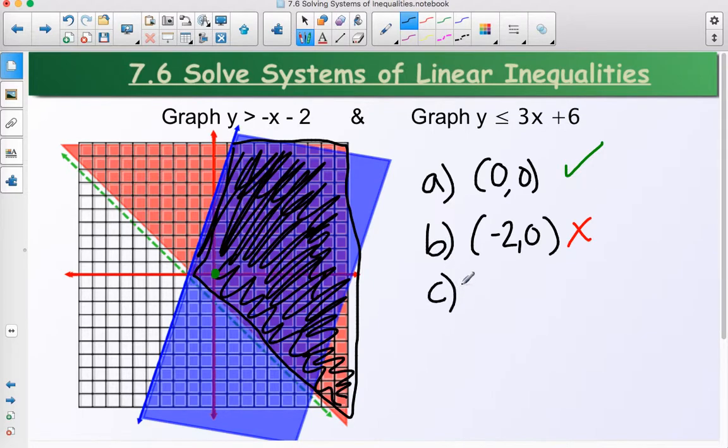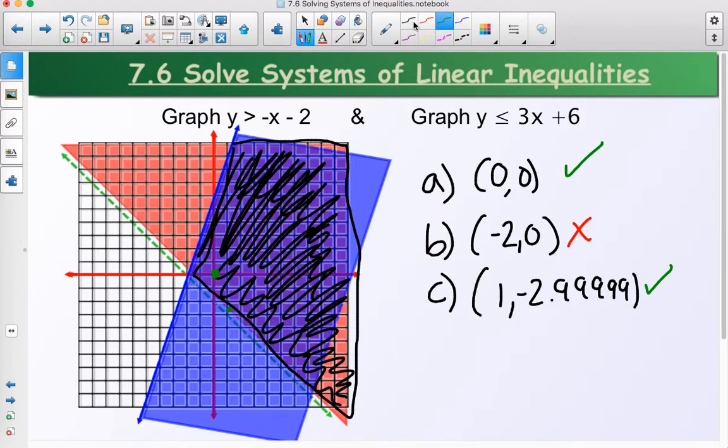Does it work for this third point? Does it work for maybe 1 and negative 2.99999? If I go over to 1 and down to negative 2.99999, it's just above my dashed line. Because it's just above my dashed line, it means I'm not on it. I'm okay. That point, 1, negative 2.9999, works. It is in my shaded region. It is not on my green dashed line here.